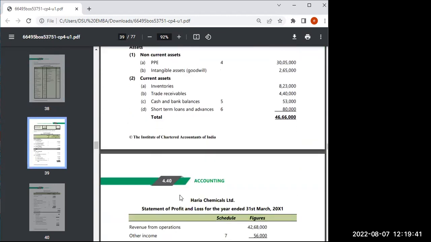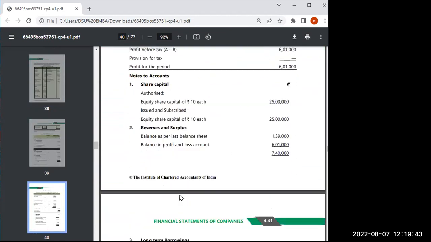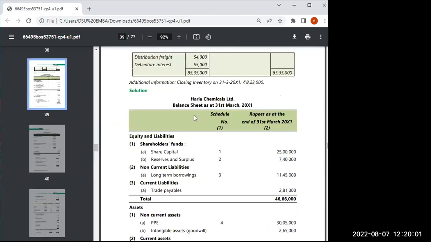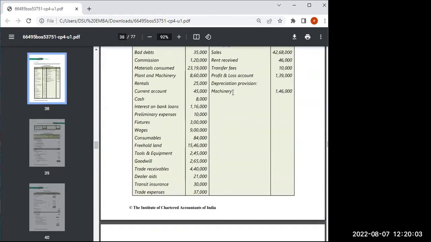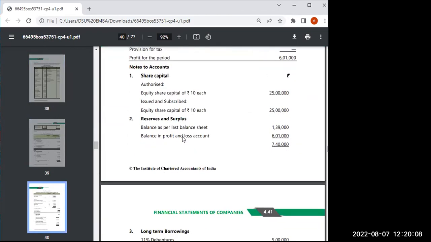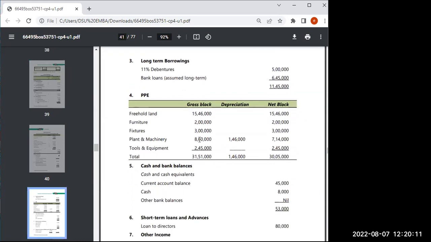That's all. So come to the note number, check it here. Freehold land, furniture, fixtures, plant and machinery, tools and equipments. They have taken it. But there is only one item that has depreciation. Look at the depreciation in the trial balance. On the credit side, they have given depreciation on machinery, 1,46,000. So I'm deducting the depreciation on machinery, 1,46,000. Only from machinery. Remaining all the same amount, meaning there is no depreciation.